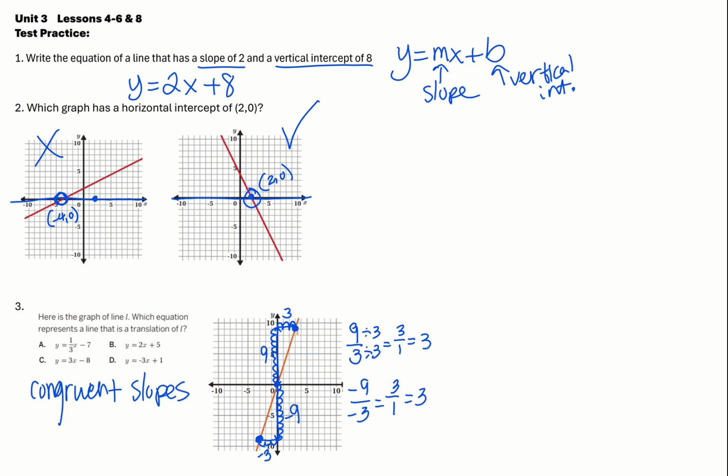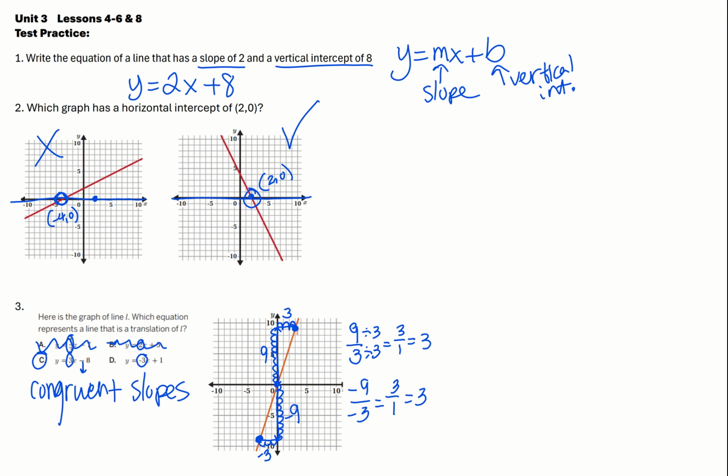So talking about congruent slopes, we then need to find the slopes that are congruent. I need to find the ones that say 3. So A says 1/3. 1/3 is definitely not the same as 3, so it's not A. B says 2, right? This is my slope right here. I'll circle them so we can identify them. We're only looking at this number right now because I'm just needing congruent slopes. So 2 is not congruent to 3, so that hasn't been translated. 3 is definitely congruent to 3, so C has been translated.